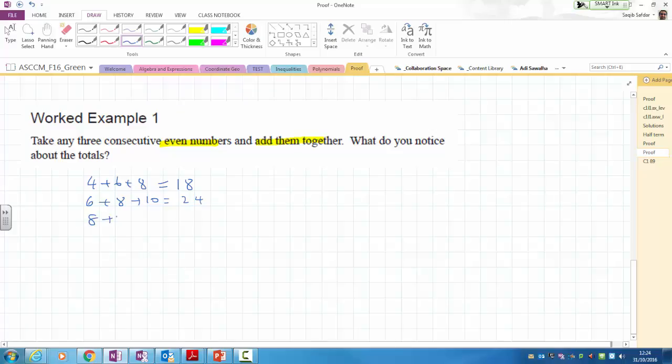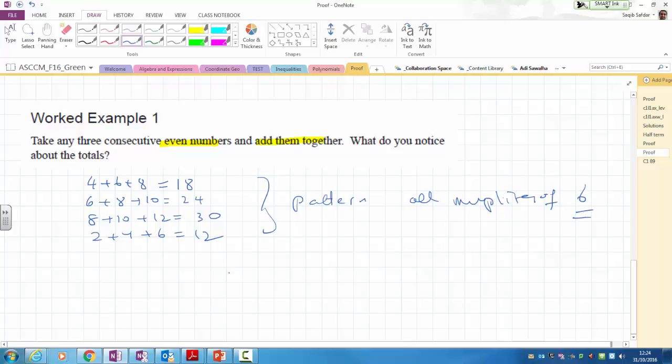And that gives you 30. Okay, what else? 10 plus James? I'm just do 2 plus 4 plus 6. Okay. What's the pattern? They're all multiples of 6. Yeah. All multiples of 6. That's crazy.